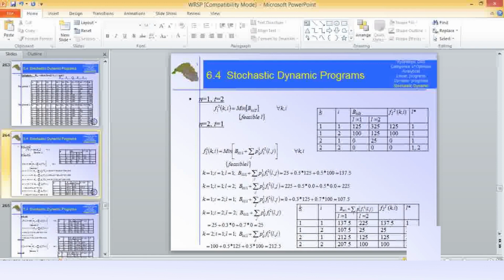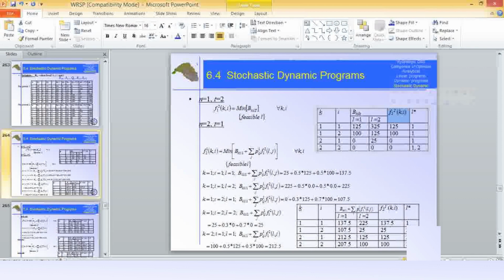And then F1 to Lj, the value of L here is 1, and the value of J currently is 1. So F21, 1, 1 from the previous table, the table above, you can read from this table here. You can read the F21 values in this column. So for the first case, when L is 1 and J is 1, F21, 1, 1 means 125. So we use 125 here, plus.